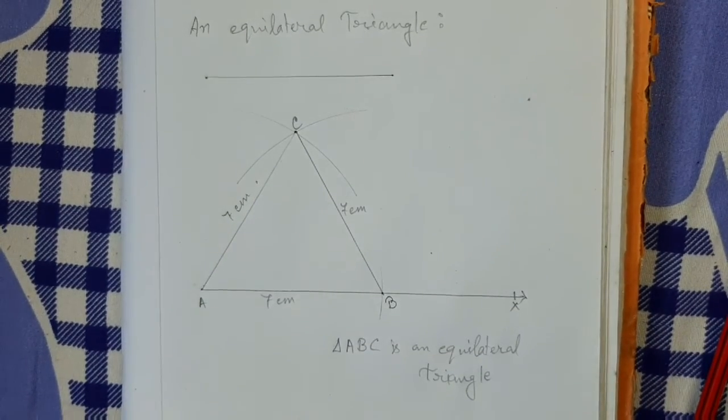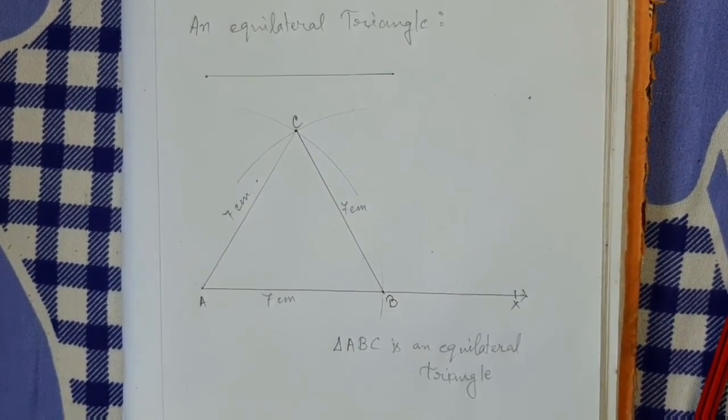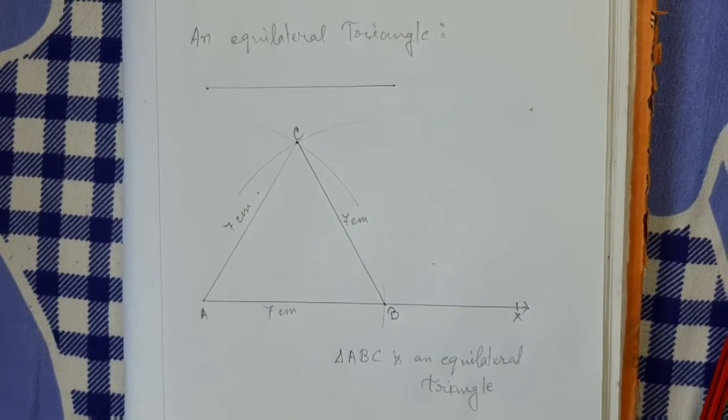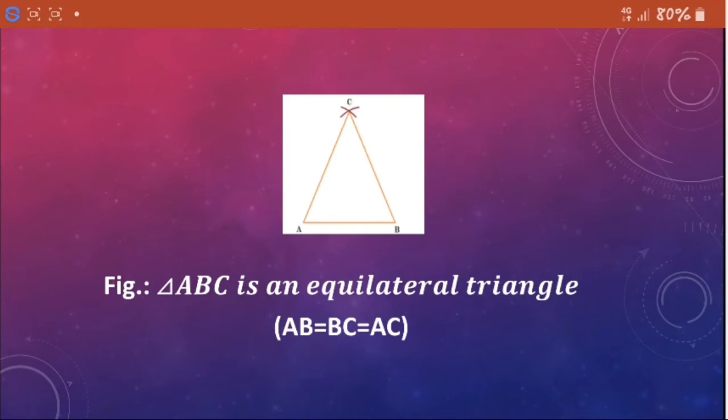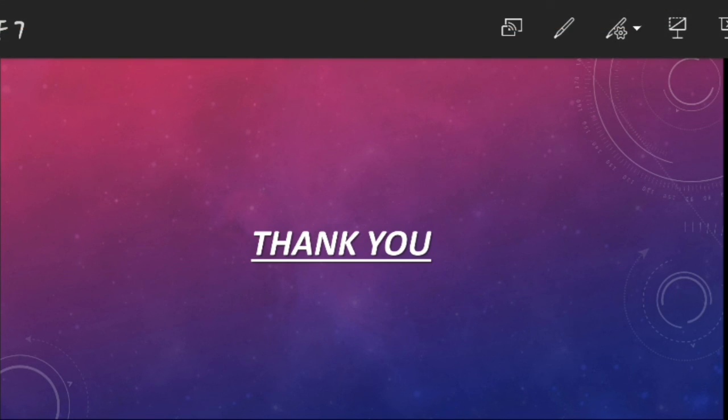Okay, in this way we have to draw an equilateral triangle with the help of compass only. Today we have discussed how to construct 135° and an equilateral triangle with the help of compass only. You can verify the value of the angle with the help of protractor, and also you can verify the length of the equilateral triangle with the help of scale. So this is all for today.